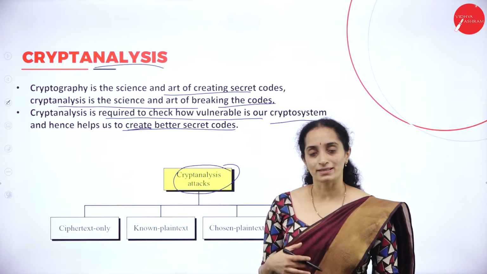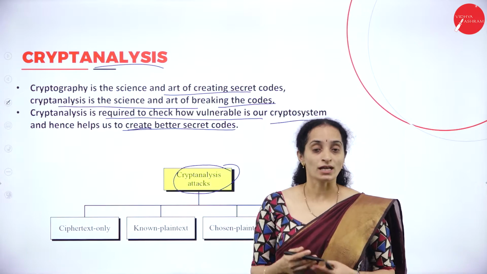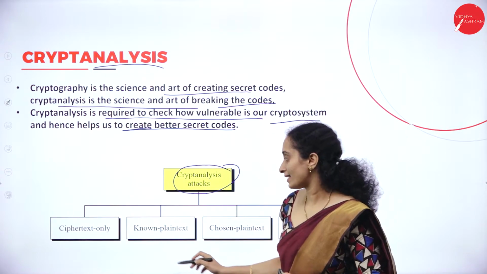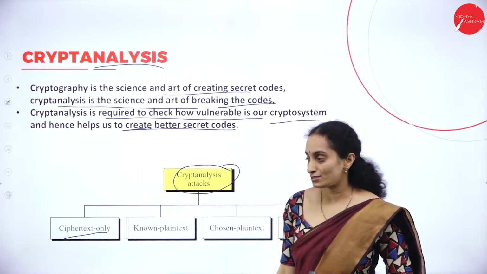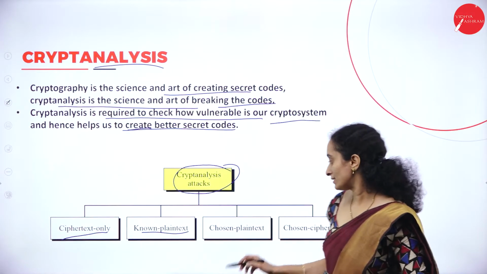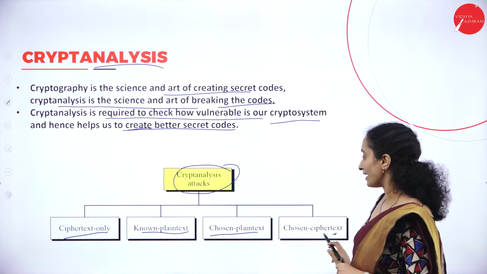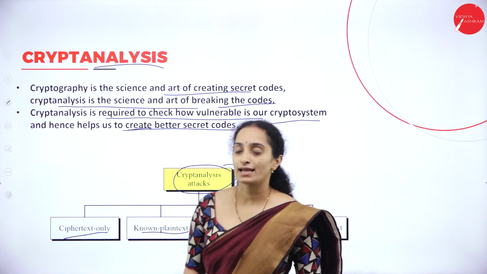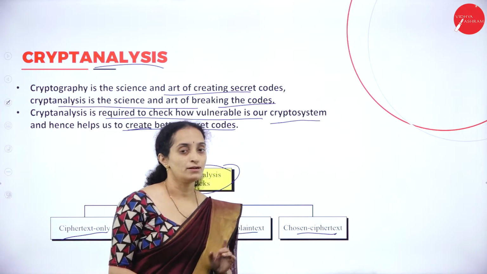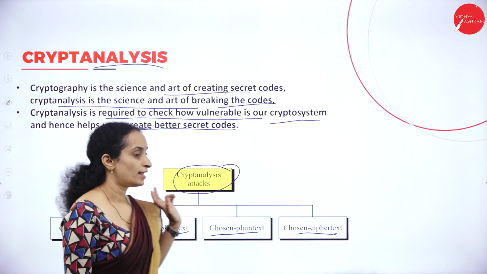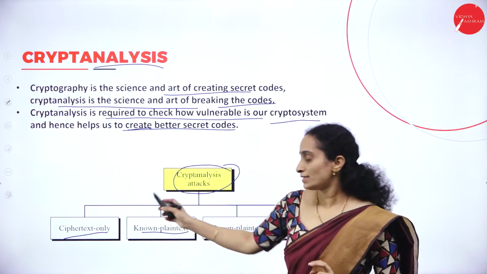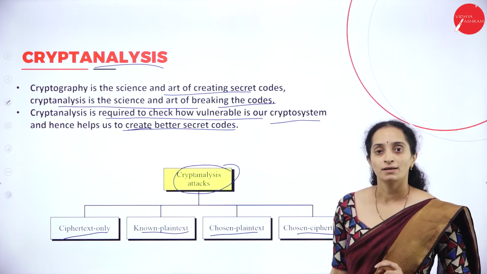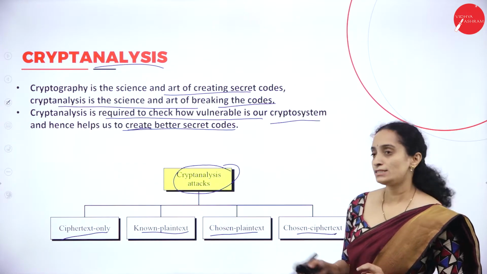Attacks by themselves. We will attack ourselves to check how strong the cipher is. Cryptanalysis attacks have four types: ciphertext only, known plaintext, chosen plaintext, and chosen ciphertext. These are the four types of attacks that can be done by the developer or generator of the code itself.